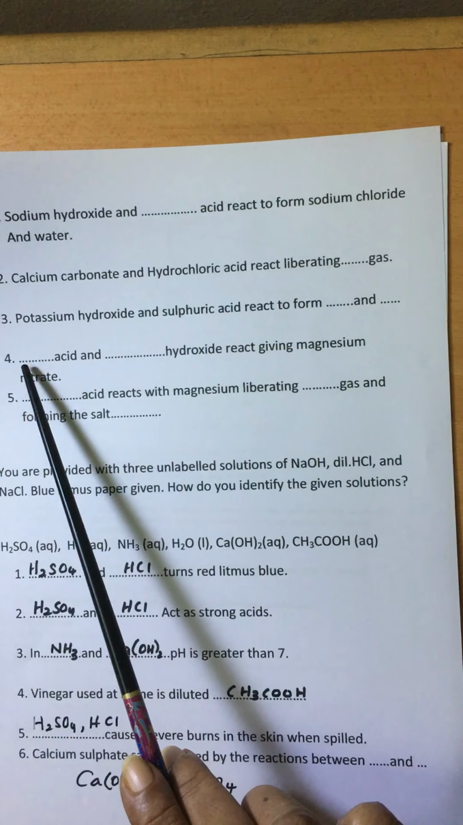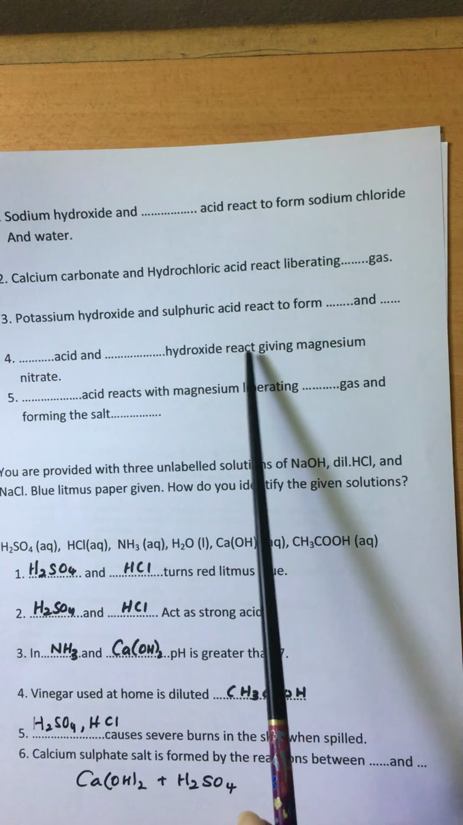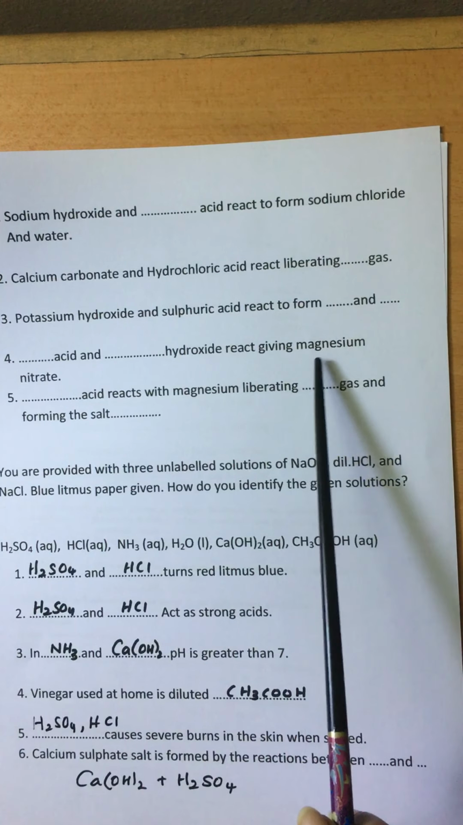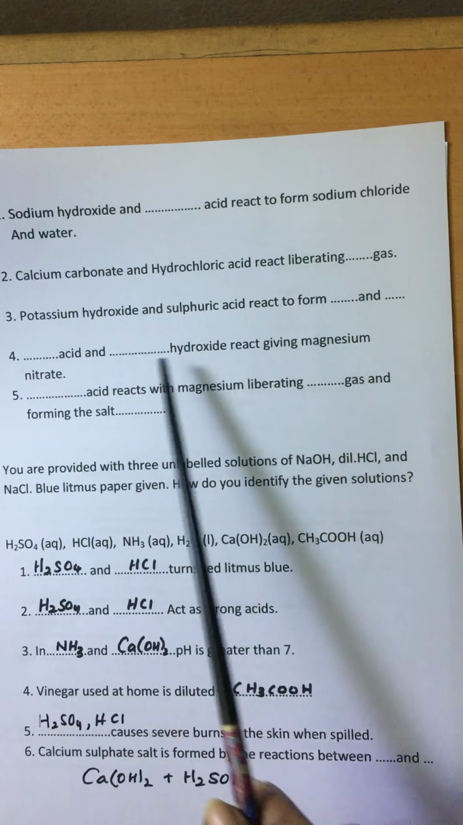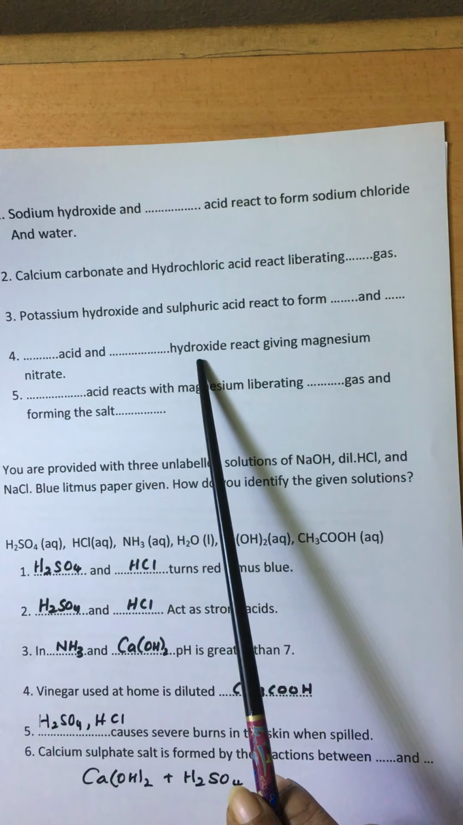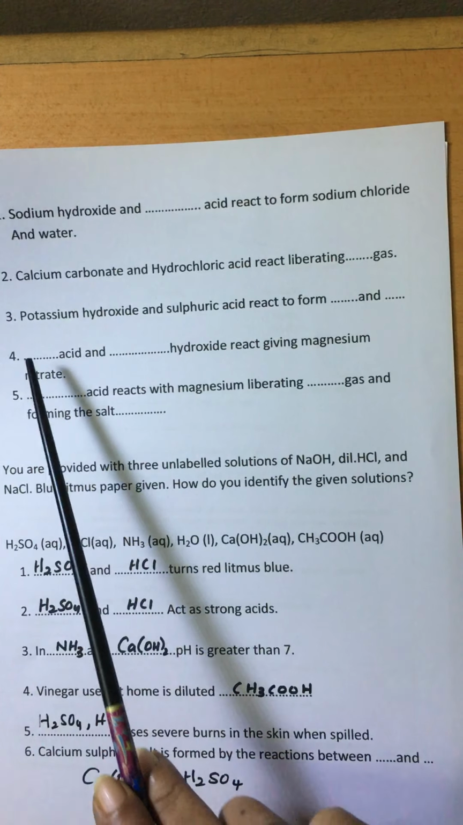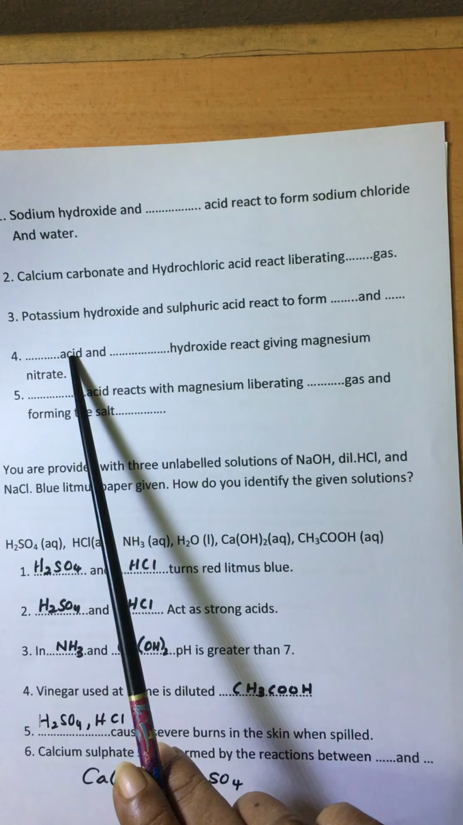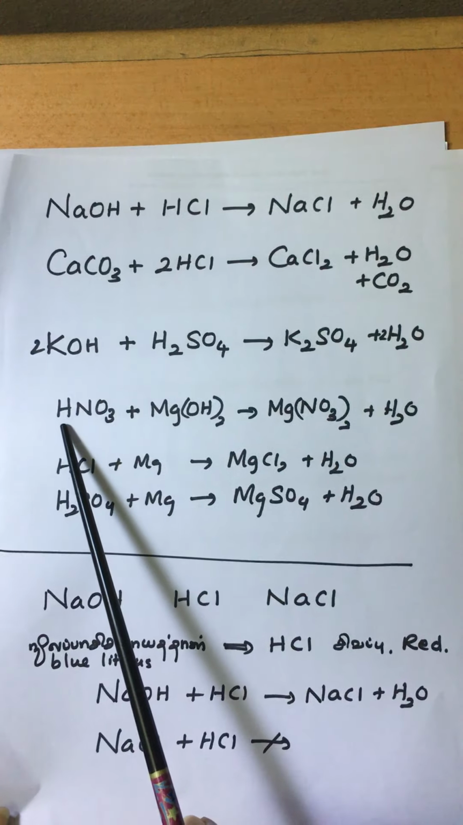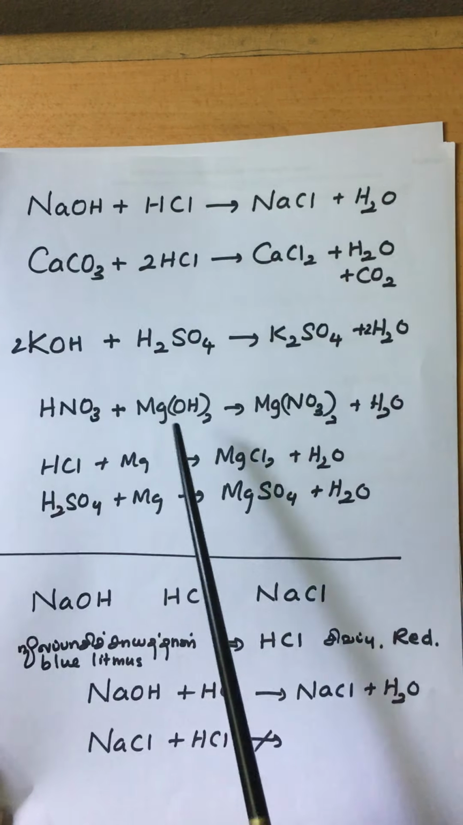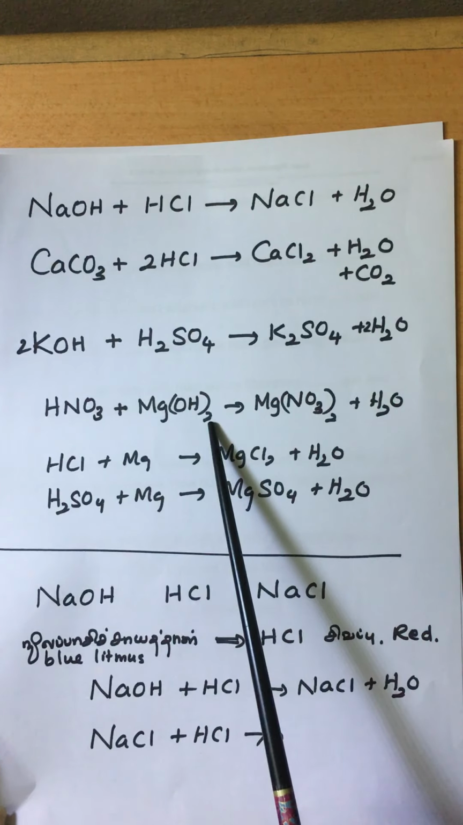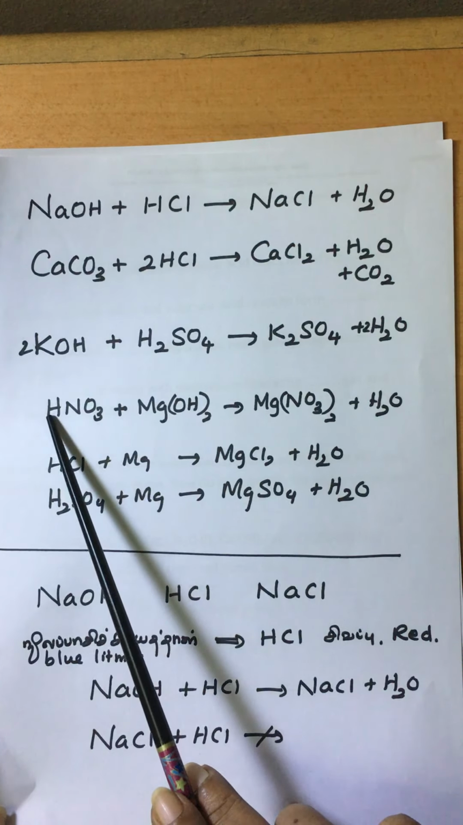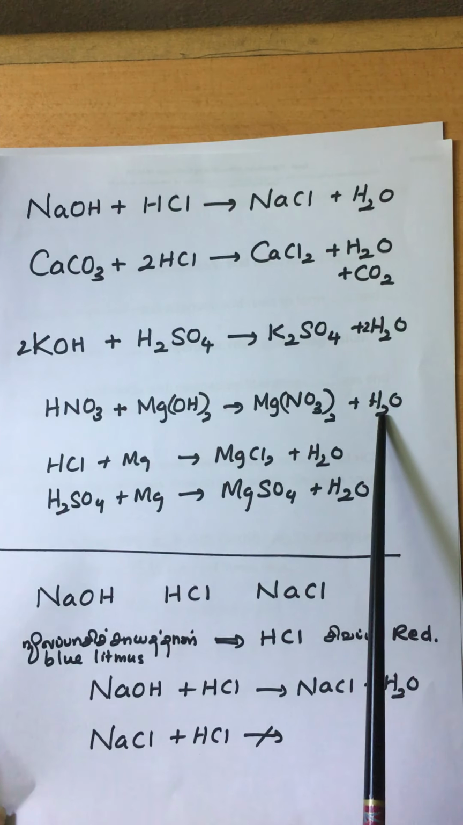Dash acid and dash hydroxide react, giving magnesium nitrate. The magnesium we get from the base, magnesium hydroxide here, and the nitrate we get from the acid, so nitric acid, HNO3. So nitric acid HNO3 and the base magnesium hydroxide form magnesium nitrate, and the H+ and OH- form water.